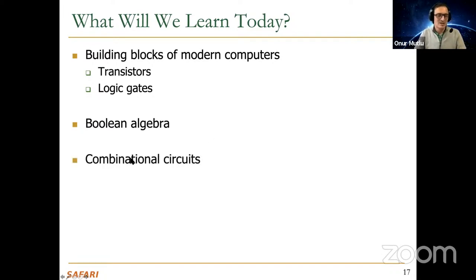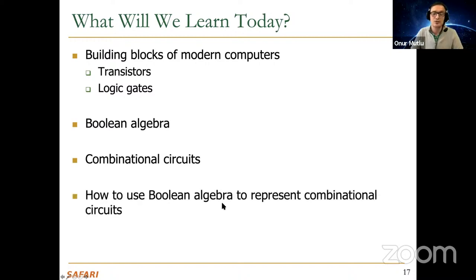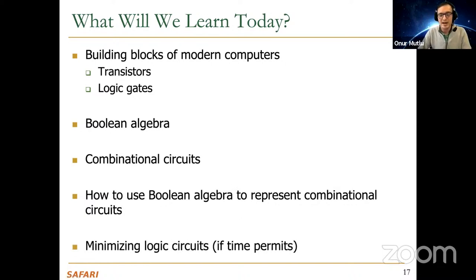Okay. So we're going to spend less time on Boolean algebra, but we're going to look at it from a different perspective, a logic design perspective. And then we're going to talk about a bunch of combinational circuits. We're going to talk about how to use Boolean algebra to represent combinational circuits and how to minimize them. Let's see if we can get to minimizing them today. Hopefully we will, but let's see.